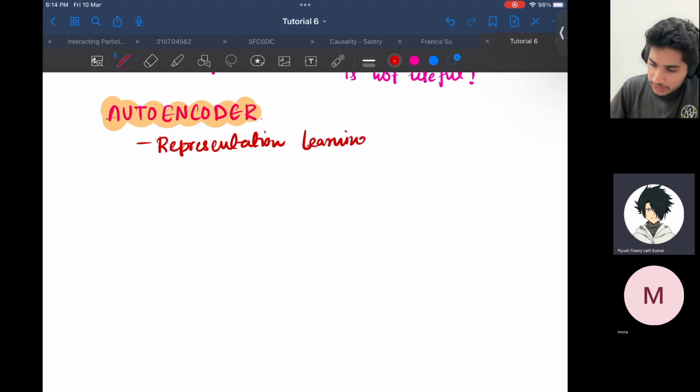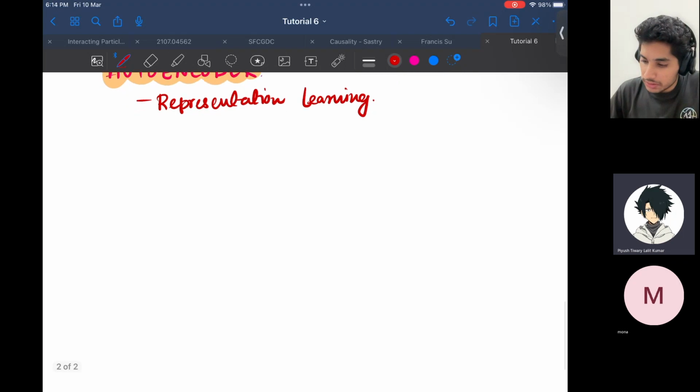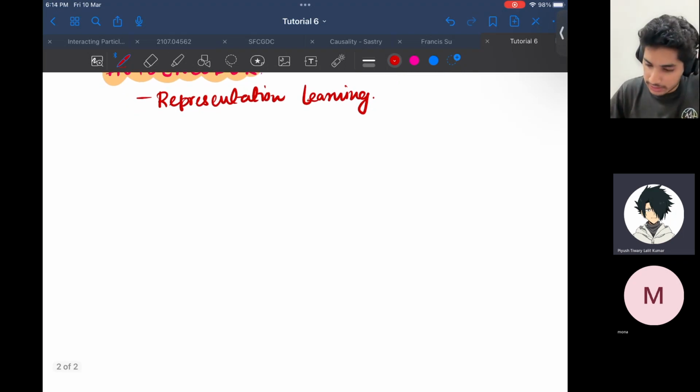Representation learning, where you try to learn a representation of your data using deep learning methods. Autoencoders in some sense are one of the most primitive works in this area of representation learning. So what is an autoencoder? Here is an example.